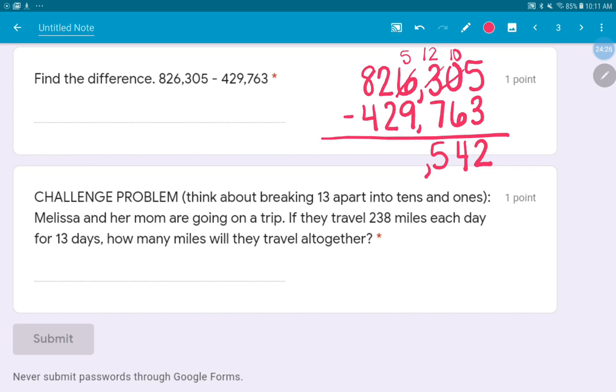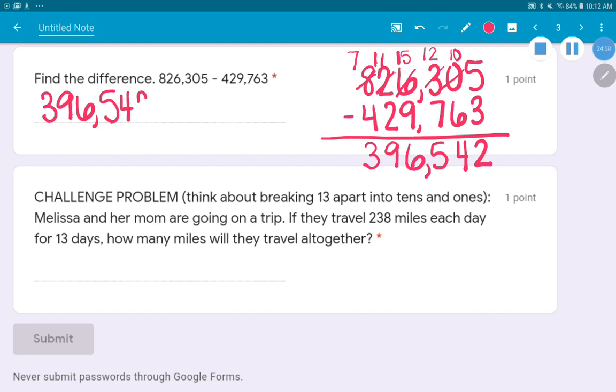I can't do 5 minus 9, so I have to borrow again. I'm going to make that a 1. So I've made my 2 in the 10,000s into a 1. I'm adding 10, so I have 15 minus 9 is 6. I can't do 1 minus 2, so I'm going to regroup again. Make my 8 into a 7, and that 1 becomes 11. 11 minus 2 is 9, and 7 minus 4 is 3. So 396,542.